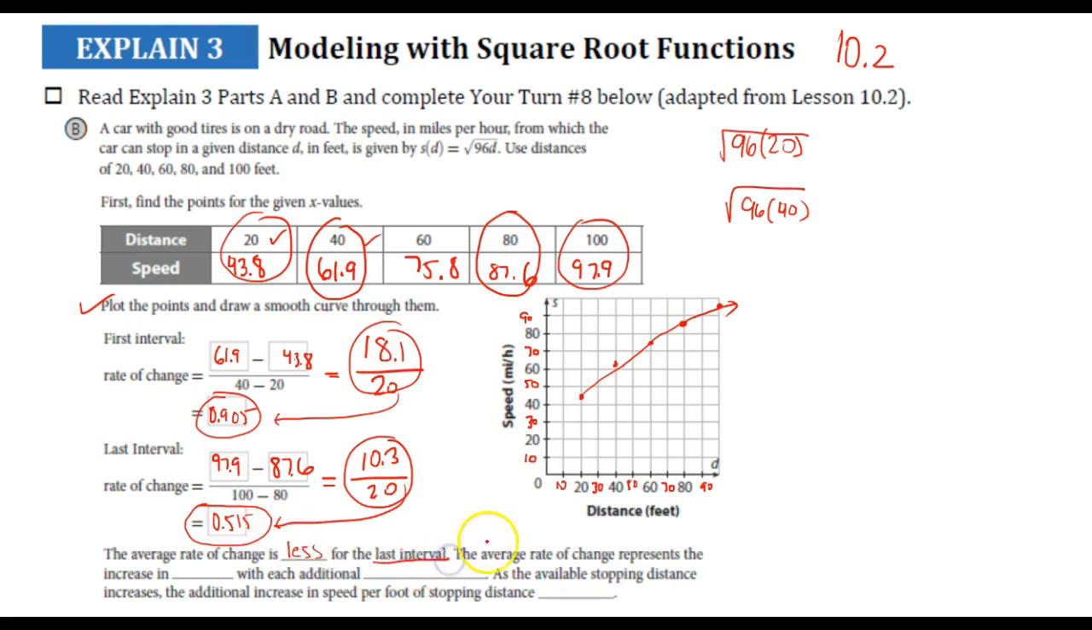for the last interval. The average rate of change represents the increase in the, well, what was S standing for? For speed, right? So for speed, with each additional distance in feet. As the available stopping distance increases, the additional increase in speed per foot of stopping distance, well, as we saw that it was less, so do you think it's increasing if it's less or decreasing?